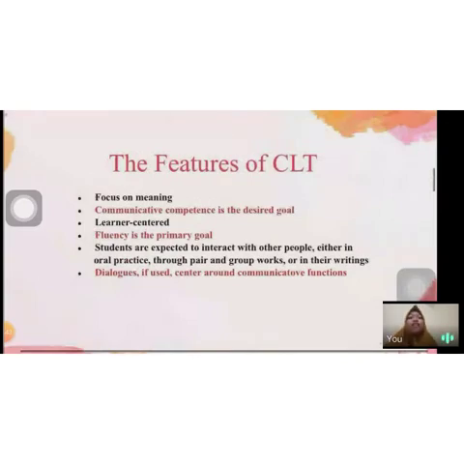The features of CLT are: focused on meaning, communicative competence is the desired goal, learner-centered, fluency is the primary goal, students are expected to interact with other people, either in oral practice, through pair and group work, or in their writings. The last is dialogues, if used, center around communicative functions.